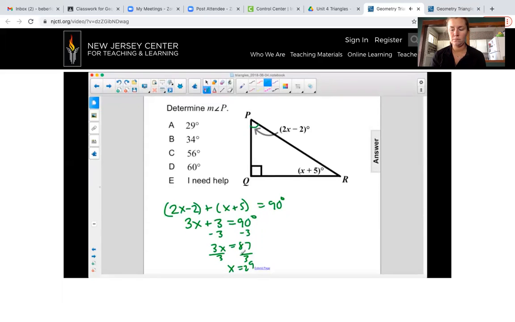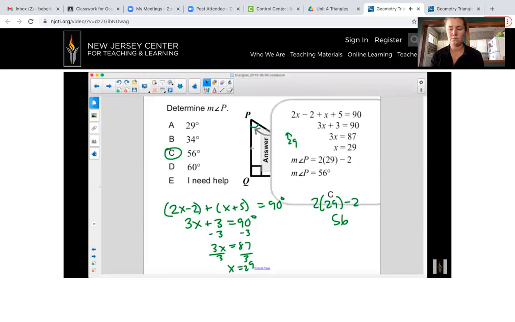Then we just have to plug this x value in here, 29, to solve for this angle. So 2 times 29 minus 2 gives us 56 degrees. The answer is C.